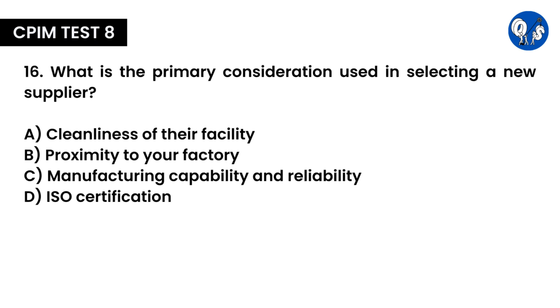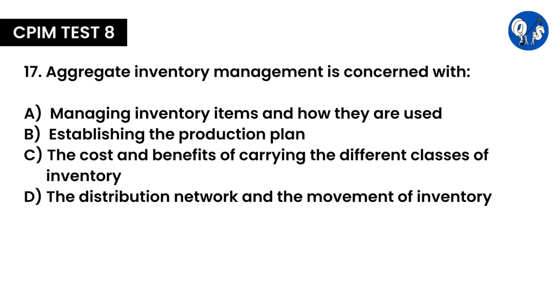Question number 16. What is the primary consideration used in selecting a new supplier? A. Cleanliness of their facility, B. Proximity to your factory, C. Manufacturing capability and reliability, D. ISO certification. Here the correct answer is C. For the supplier to meet your ongoing needs, they must have the right manufacturing capability and reliability. No matter what other attributes they may have, if they cannot meet your needs on a consistent basis, then the supplier should not be chosen.